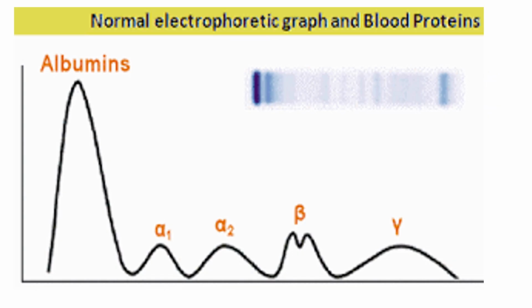Now this is a normal pattern of this electrophoretic chart. You can see the albumin, which, as we have discussed earlier, has the highest concentration, and then we have alpha 1, alpha 2, beta and gamma globulin fractions which are shown in this. So this is the normal electrophoretic graph of the blood plasma.